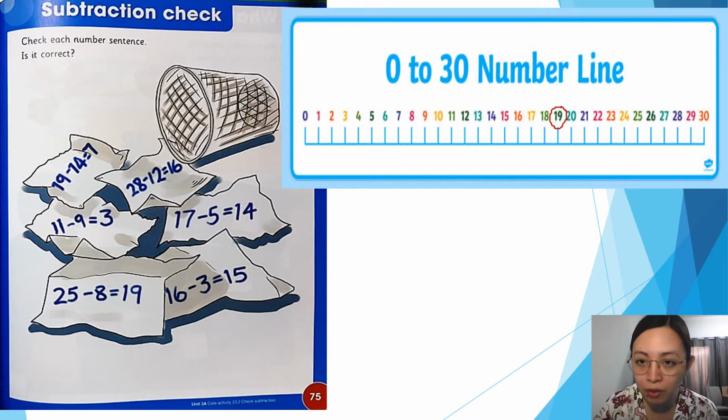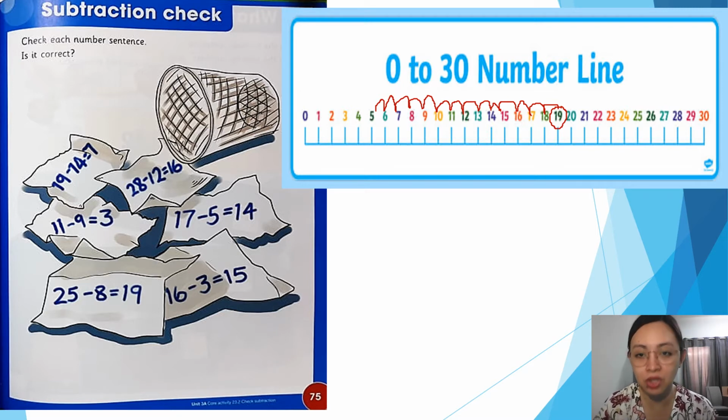How many jumps are we going to make to the left? Okay, we will make 14 jumps. Count with me, okay? 1, 2, 3, 4, 5, 6, 7, 8, 9, 10, 11, 12, 13, 14. So after I jumped 14 times backward to the smaller numbers, I end up in number 5. So it means, kids, that 19 minus 14 is equal to 5. So it means this is not correct.